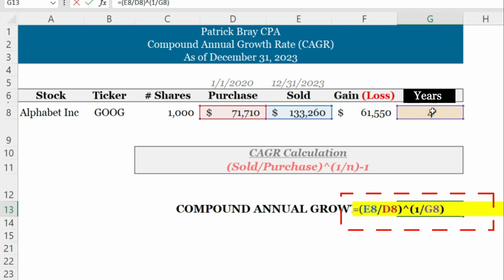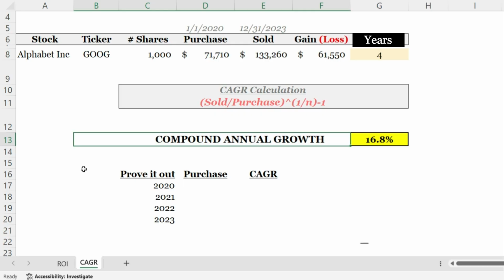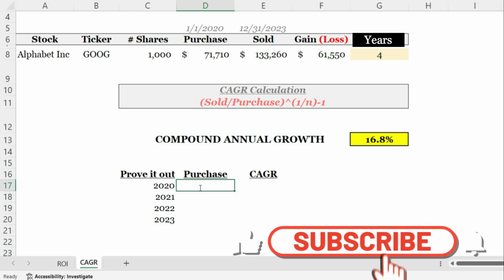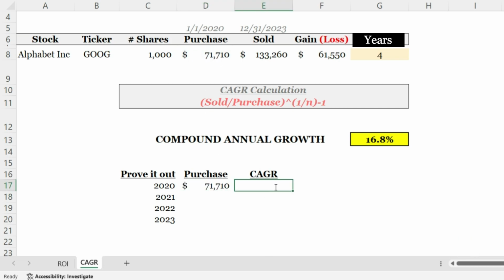So what is that telling me? That is telling me on an annual basis, my Alphabet Incorporated investment has generated almost 17% return each year that I've owned it. Now, overall, it's an 86% return, but on an annualized basis, it is almost 17% at 16.8%.